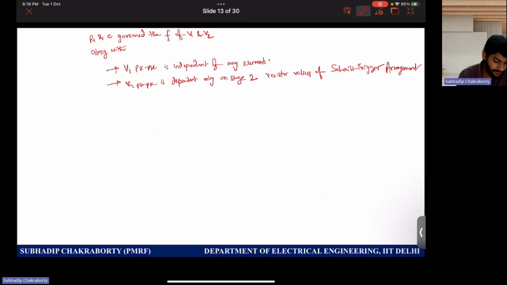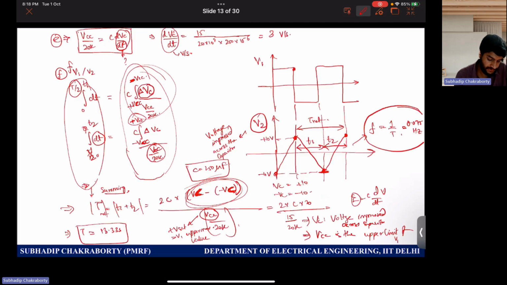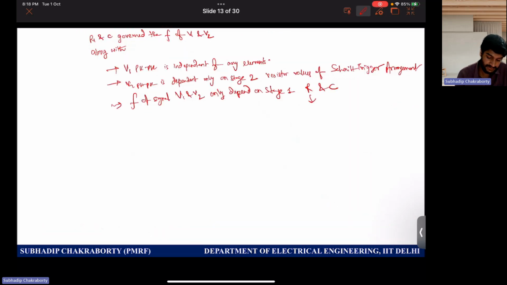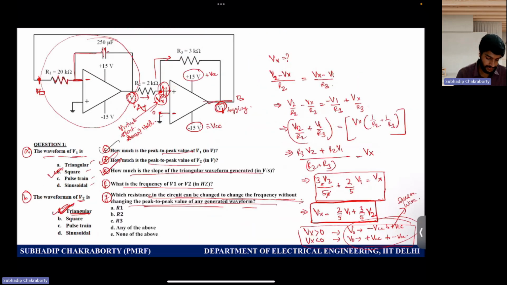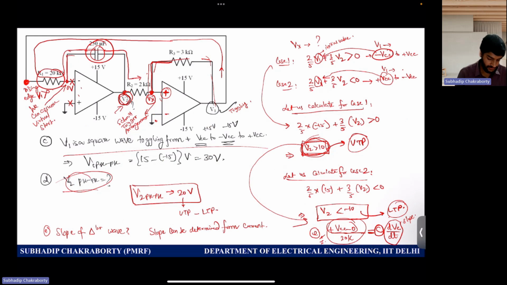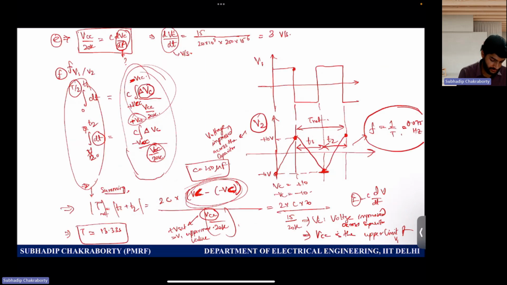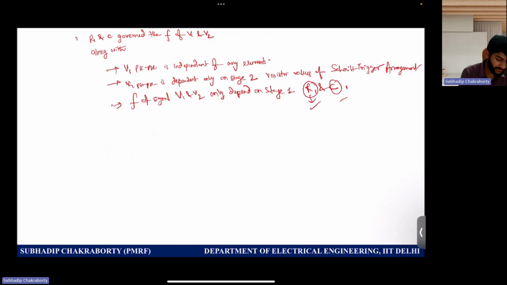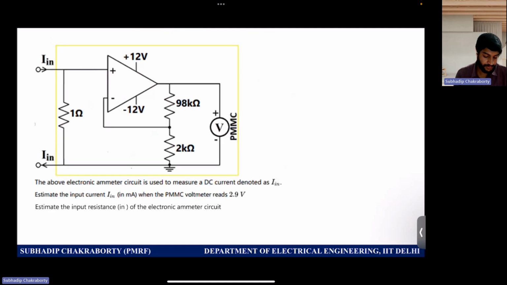So these two you understand, but the frequency of the waves V1 and V2 only depends on stage 1 R and C. That means stage 1 R is nothing but R1 and this is C. This is R1 and C. Only these two. So this is the final part of the problem, which is G. So if we have solved, then this is G. So this is the solution. Correct? I hope with this you have got an idea of how to deal with such problems.